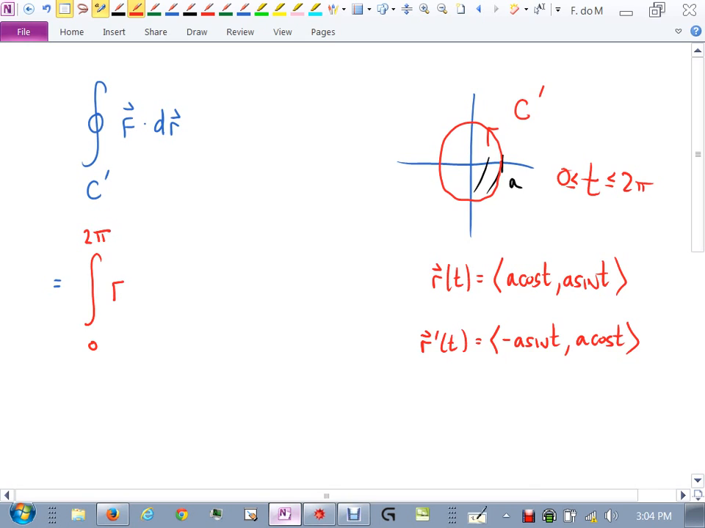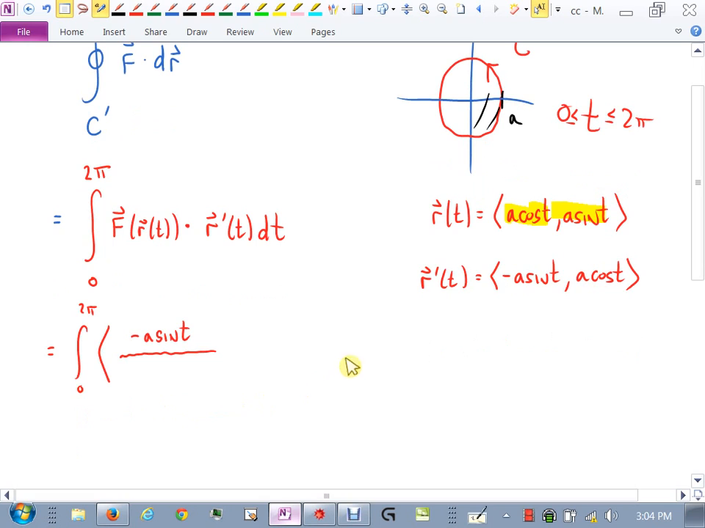Which is f evaluated at r of t, dotted with r prime t dt. So what is our function f, which is the vector field, evaluated at r of t, which means evaluated at these two? Wouldn't that be, it was negative y, so negative a sine t over what? x squared plus y squared?